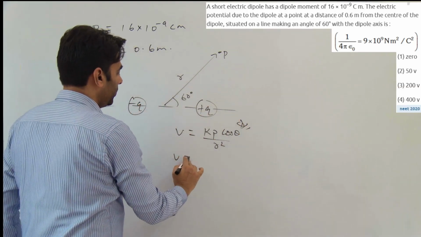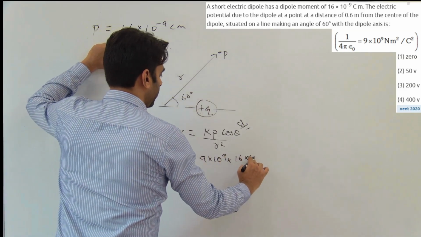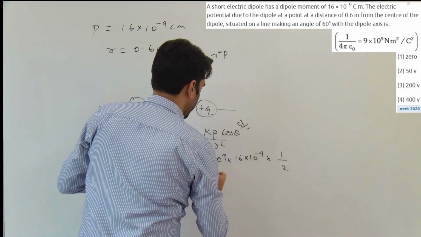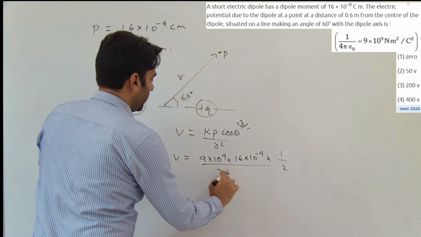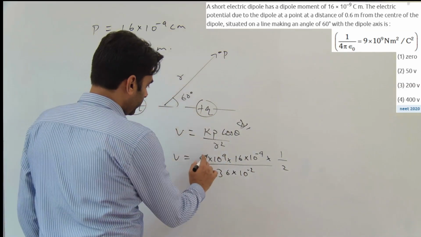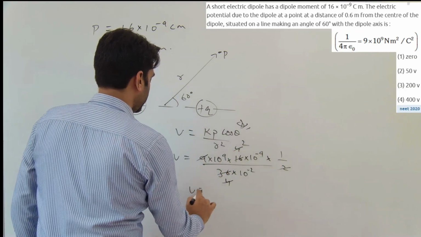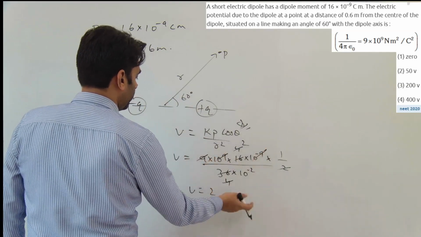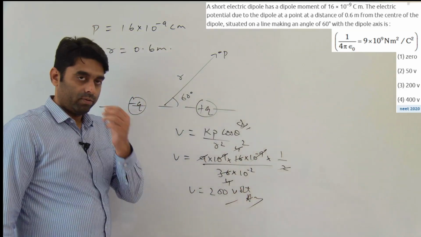Let us substitute value. 9 into 10 power 9. P value is given to us 16 into 10 power minus 9, into cos theta. Cos 60 will be 1 by 2, and our R square, R is given to us 0.6, that will become 36 into 10 power minus 2. I have squared it. So how much are we getting? 9 4 times, 4 times, 2 times. So V is 2, and 10 power 9, 10 power minus 9 cancel. So we are left with 2 into 10 power 2, that is your 200 volt. 200 volt is our answer, right?